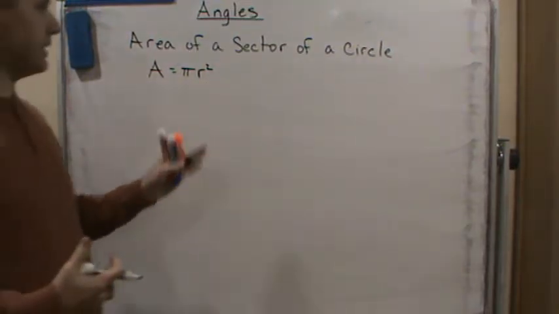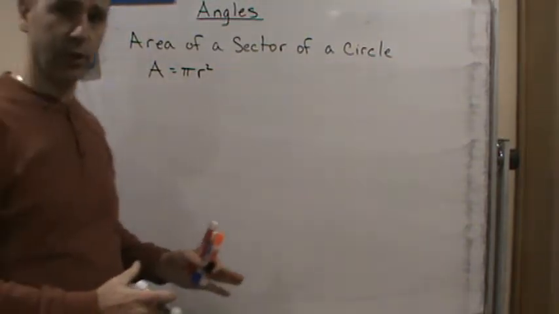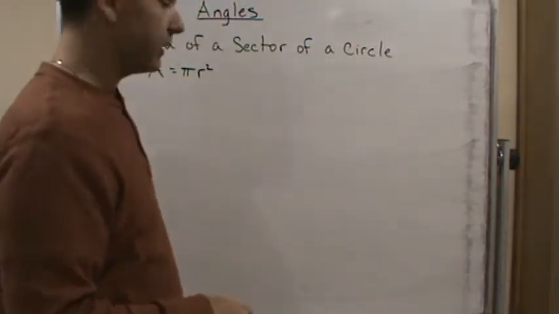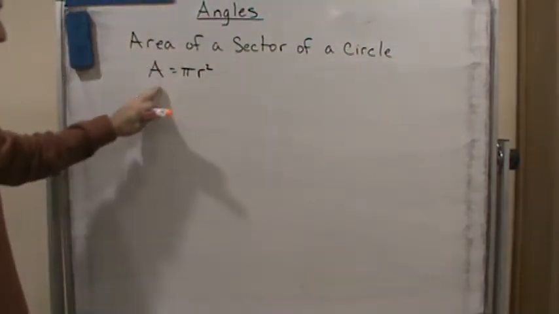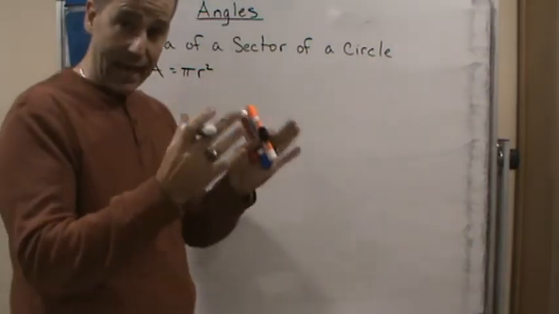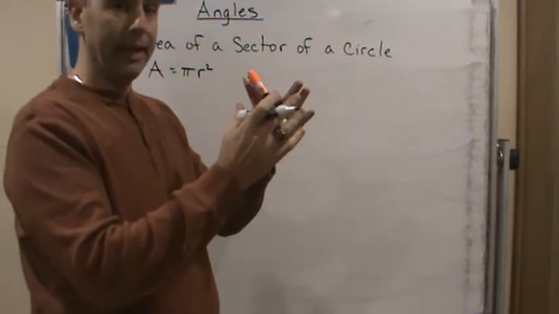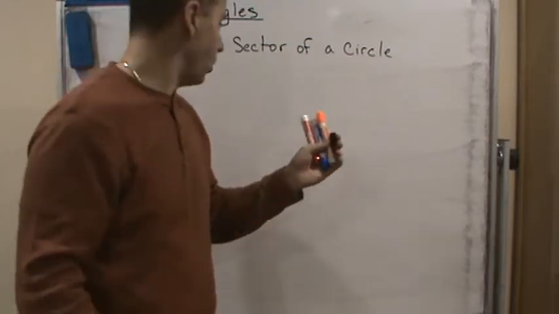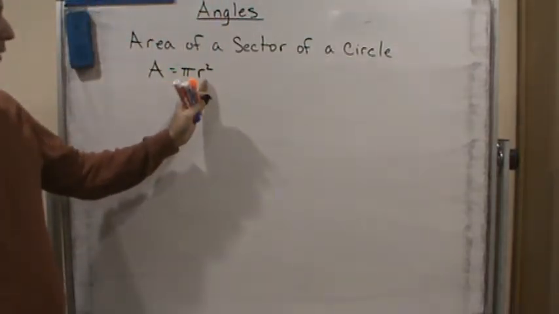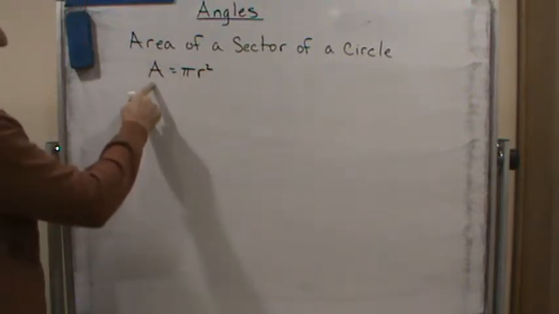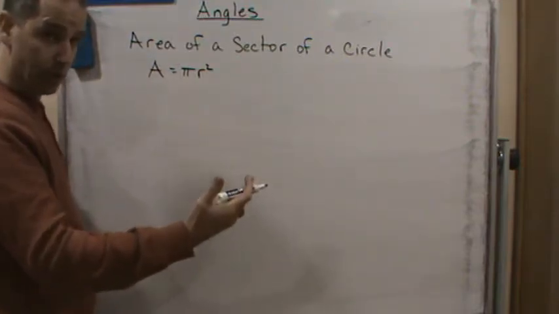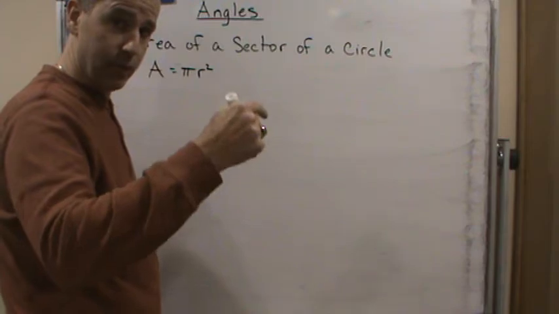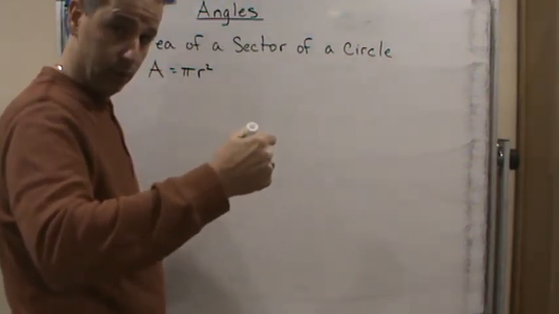Well, how do we find the area of a sector of a circle? What's a sector of a circle? A sector of a circle is like a wedge of a circle. It's a pie piece, so it's not a complete circle. If we know the area of a complete circle, we know that the sector is going to be a fraction of the entire circle. So to find the area of a sector, we need to know what fraction of the circle that sector represents. Well, that's where the central angle comes in. The central angle determines the sector of the circle.